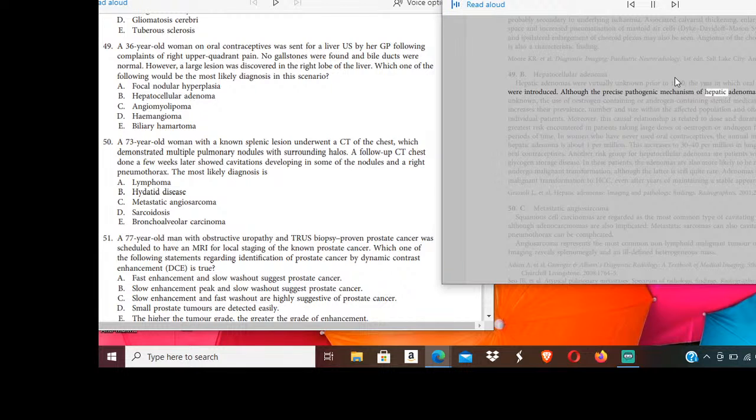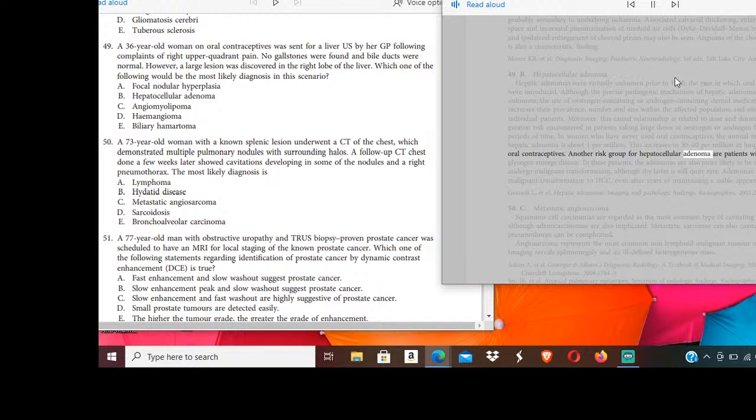Although the precise pathogenic mechanism of hepatic adenomas is still unknown, the use of estrogen-containing or androgen-containing steroid medications clearly increases their prevalence, number and size within the affected population, and often within individual patients. Moreover, this causal relationship is related to dose and duration, with the greatest risk encountered in patients taking large doses of estrogen or androgen for prolonged periods of time. In women who have never used oral contraceptives, the annual incidence of hepatic adenoma is about 1 per million. This increases to 30-40 per million in long-term users of oral contraceptives.